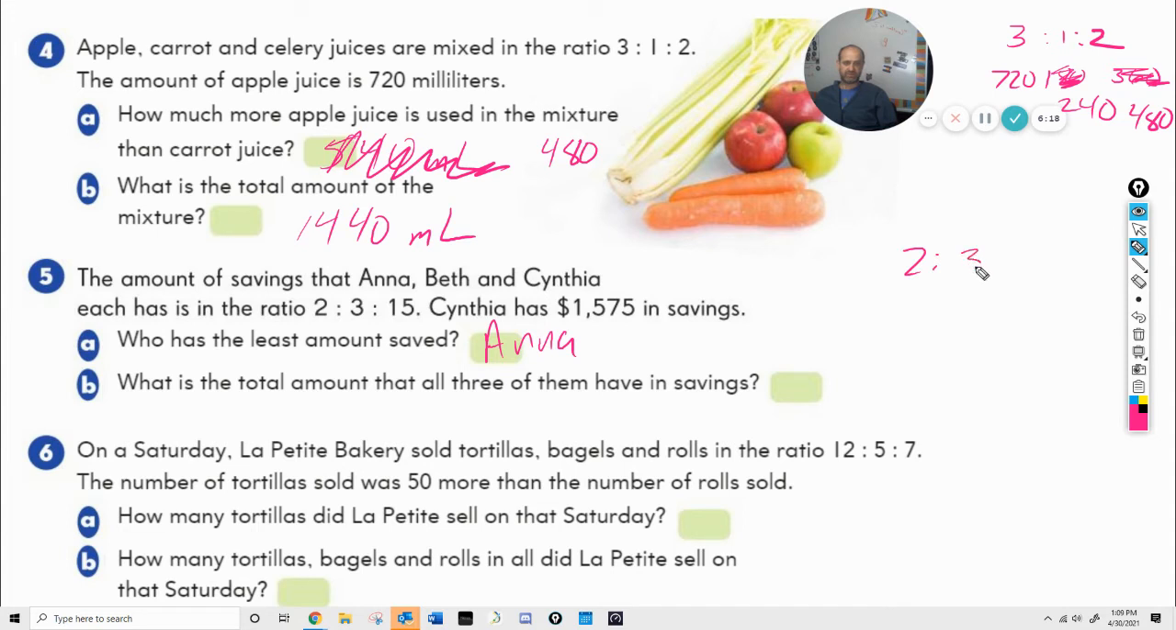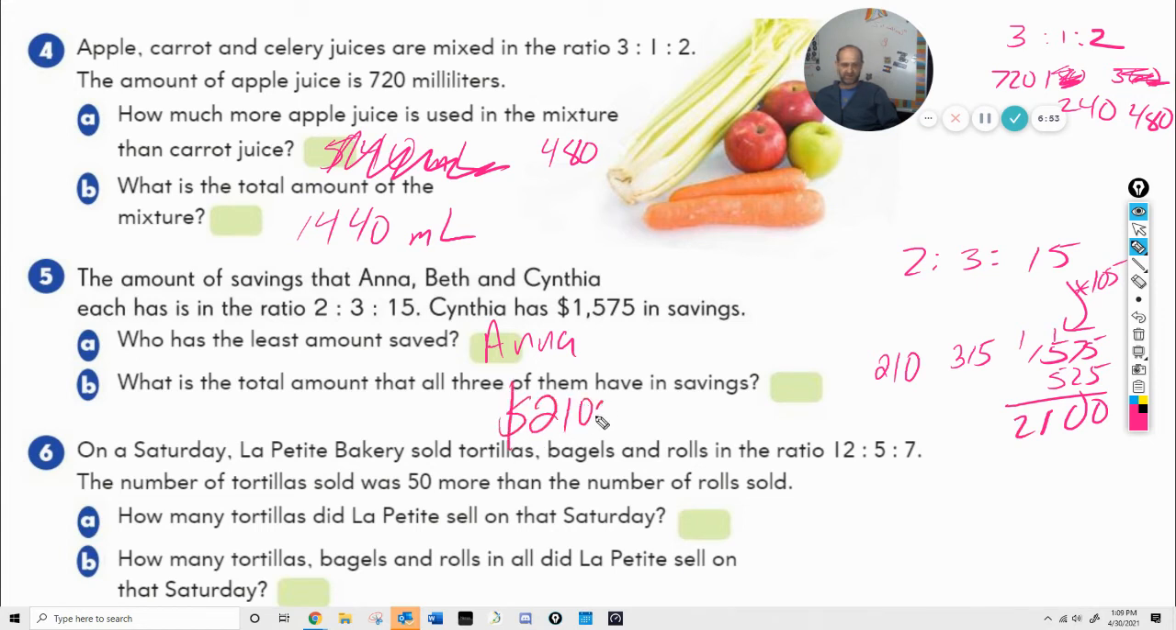Well, you've got 2 to 3 to 15. 15 to something is 1575. That's going to be times 105. Is that right? Yeah, 1500, 1500. Yep, 105. 3 times 105 is 315. 2 times 105 is 210. Add 210 and 315 is 525. Plus 1575 is 2,100. The total amount all three of them have in savings is 2,100. Again, not using the book. Kind of arrogant that way.